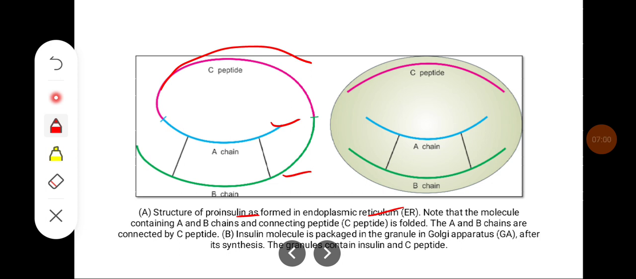In the structure, insulin molecule is packaged in a granule of the Golgi apparatus after its synthesis. These granules contain insulin and the polypeptide, the C peptide.